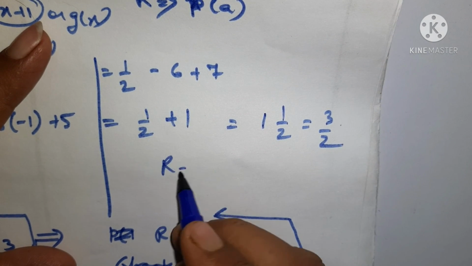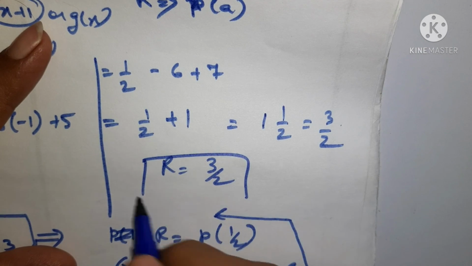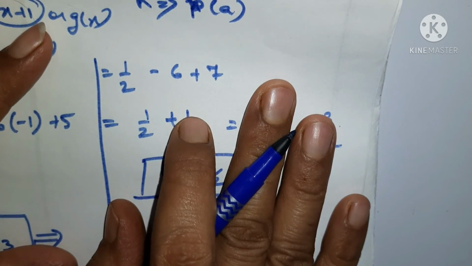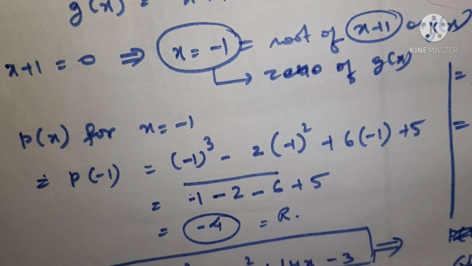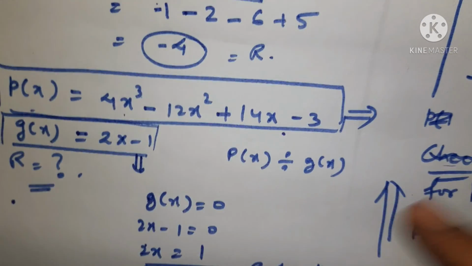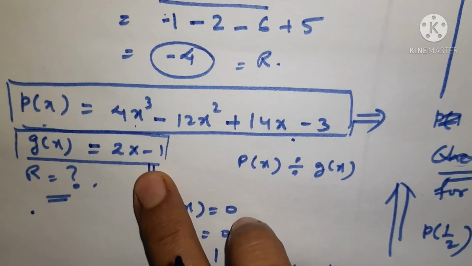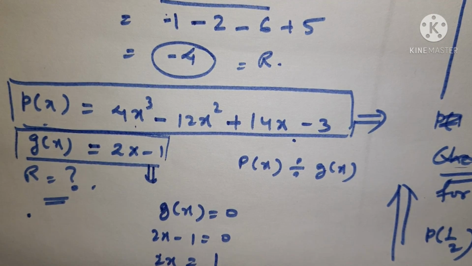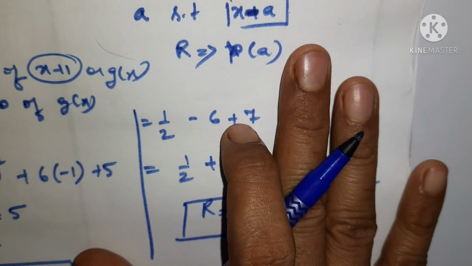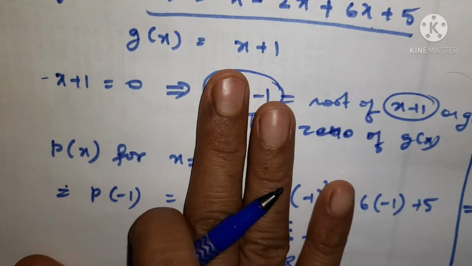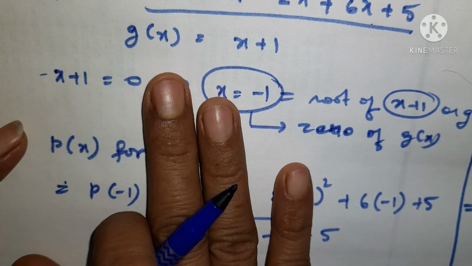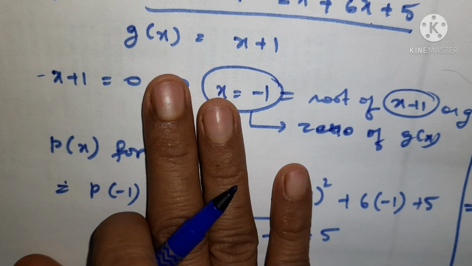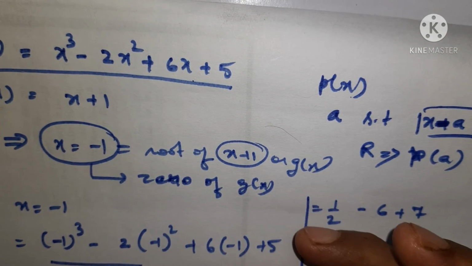So what will be the value of the remainder? 3 upon 2. This answer you will get when you find the value of the remainder for this polynomial when g(x) is provided as 2x minus 1. So it is very simple to find the remainder when two polynomials are provided, where one polynomial is your dividend and the other is your divisor. In such cases we can find the remainder very easily with the help of the remainder theorem.